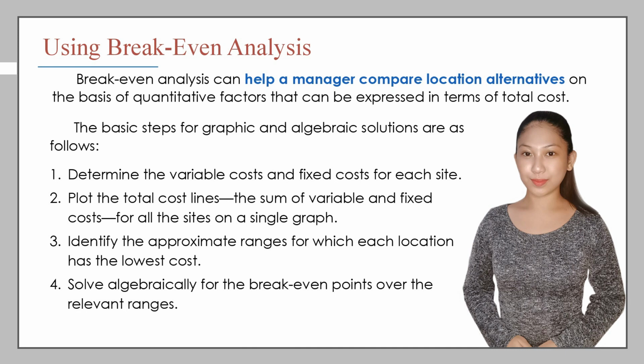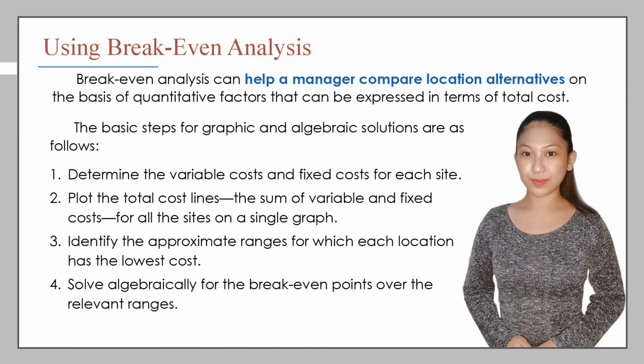The basic steps for graphic and algebraic solution are as follows. The first one is to determine the variable cost and fixed cost for each site. Remember that variable costs are the portion of the total cost that varies directly with the volume of output, while on the other hand, fixed costs are the portion of the total cost that remains constant regardless of output levels.